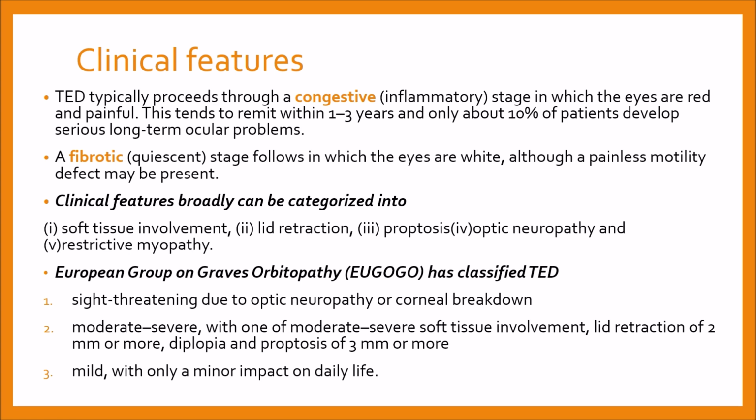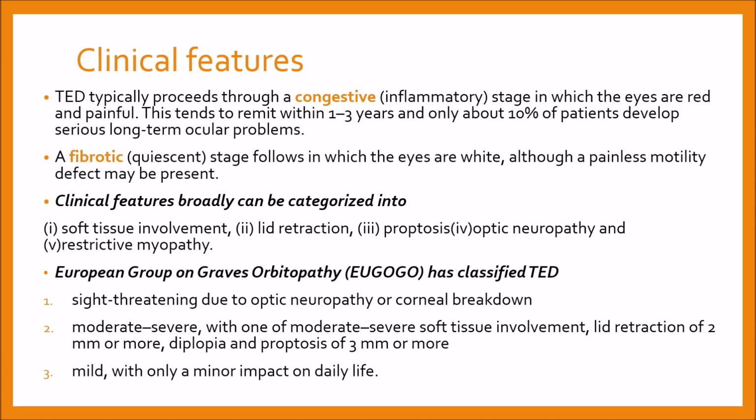Clinical features broadly can be categorized into soft tissue involvement, lid retraction, proptosis, optic neuropathy, and restrictive myopathy. A commonly used classification for severity of thyroid eye disease has been issued by the European Group on Graves' Orbitopathy, or EUGOGO. Number one is sight threatening due to optic neuropathy or corneal breakdown. Number two is moderate to severe with one of moderate to severe soft tissue involvement, lid retraction of 2 millimeters or more, diplopia, and proptosis of 3 millimeters or more. Number three is mild with a minor impact on daily life.